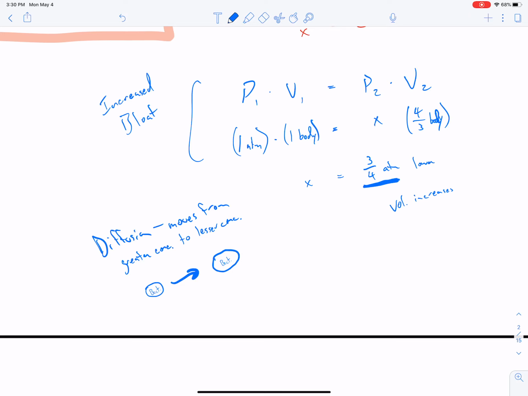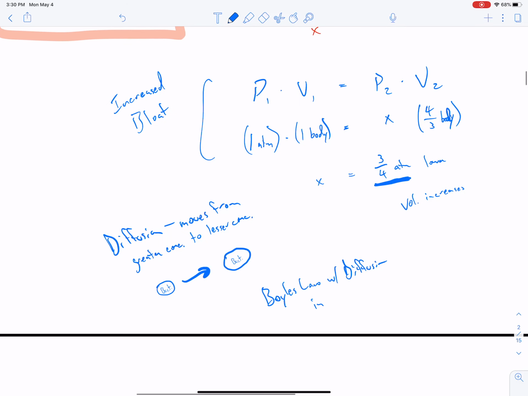And so you start to see that it becomes a process where Boyle's law with diffusion ends up increasing your degree of decomposition.